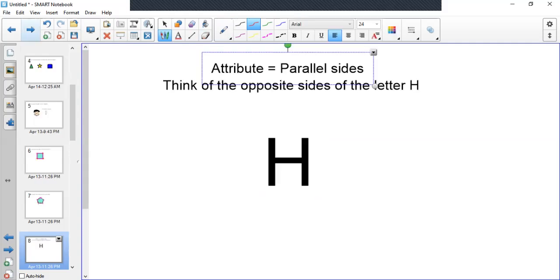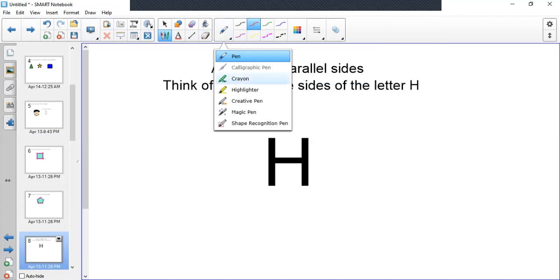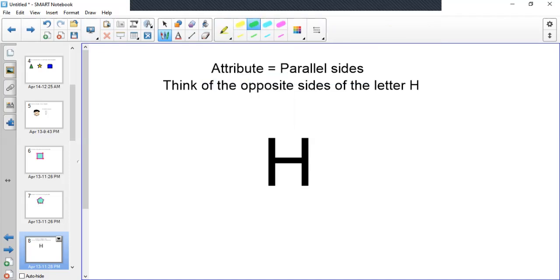Okay, so another attribute we're going to talk about is something called parallel sides. Now, when you hear the word parallel sides, I want you to think of the opposite sides of the letter H. So here's my letter H, and these are the opposite sides that I'm talking about here. Let's highlight them. These would be the parallel side lengths of the letter H. Okay?